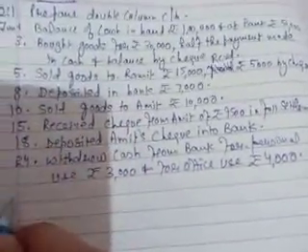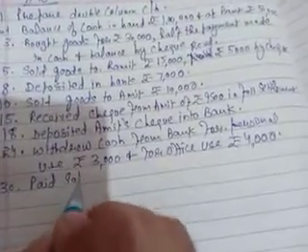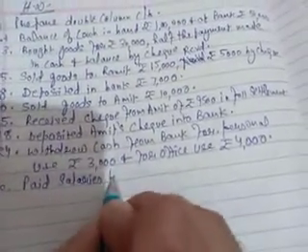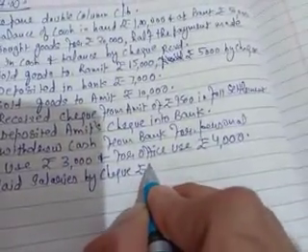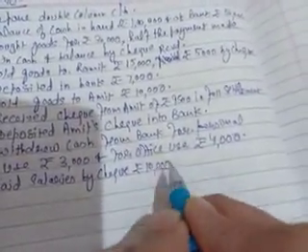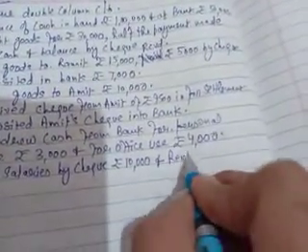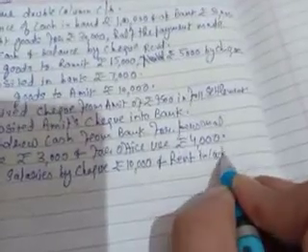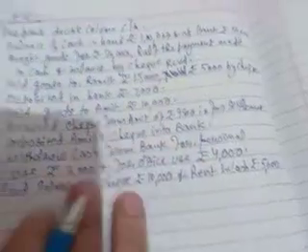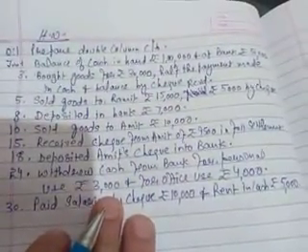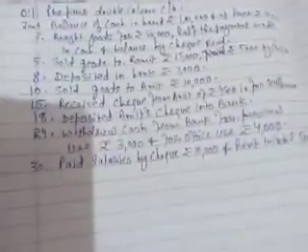Okay. April 30th, paid salaries by check rupees 10,000 and rent in cash rupees 5,000. Now you have to prepare the double column cash book from the following. Write question number 2.